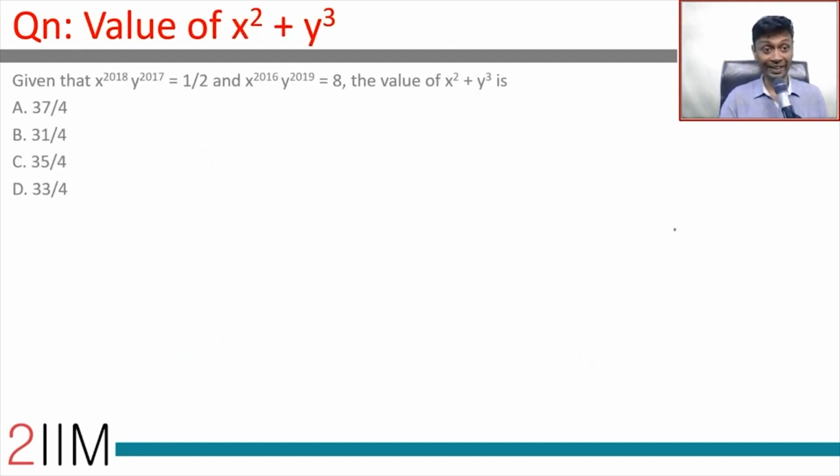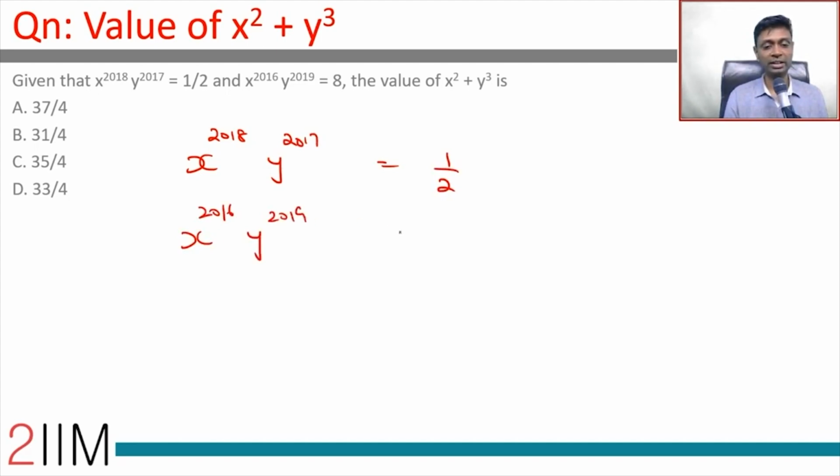Another question that I tried during the exam and did not get right and spent a lot of time kind of doing some utterly random stuff. x bar 2018 into y bar 2017 is 1 by 2. X bar 2016 into y bar 2019 is 8.